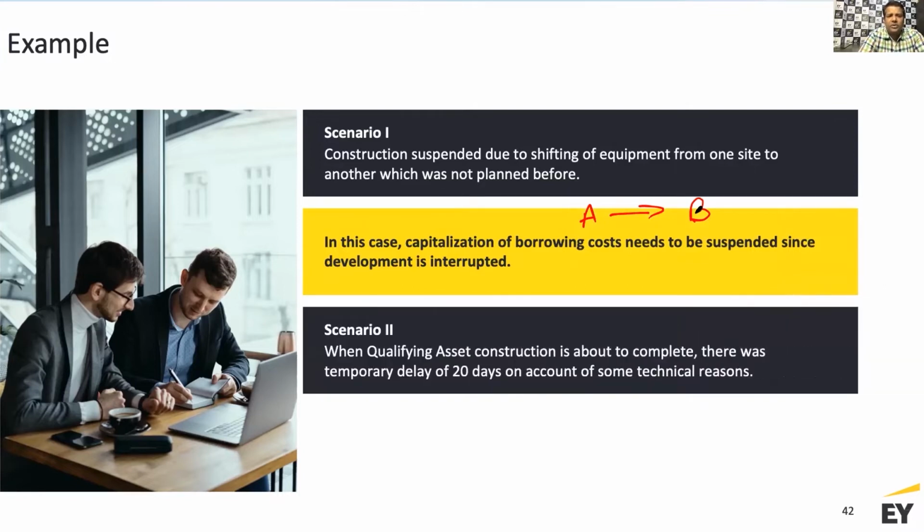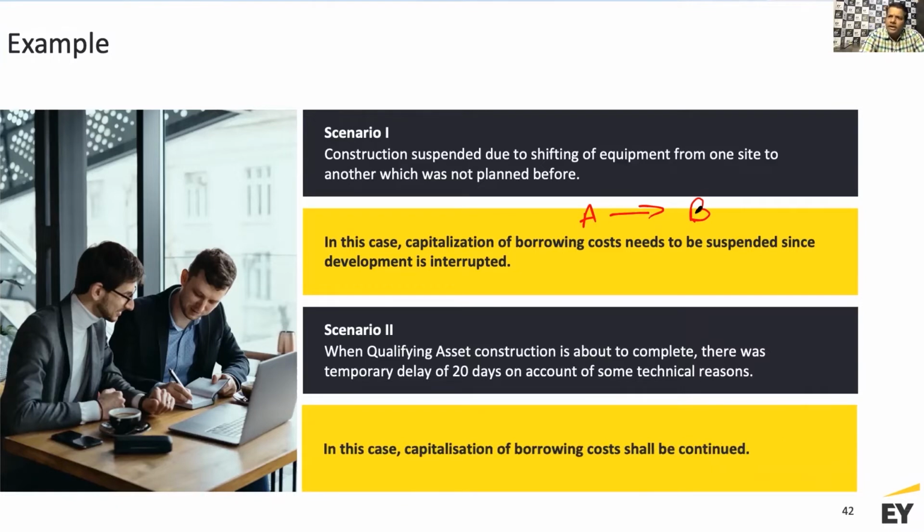Now let's look at another scenario. When qualifying asset construction is about to complete, there was a temporary delay of 20 days on account of some technical reasons, right? There are many things which happen: I need to take an approval, some diligence is being done, some inspections are being done. Those activities are considered necessary for me to launch my project, to complete my project, to get the certification, etc. Now in this scenario, you will continue to capitalize the interest cost.